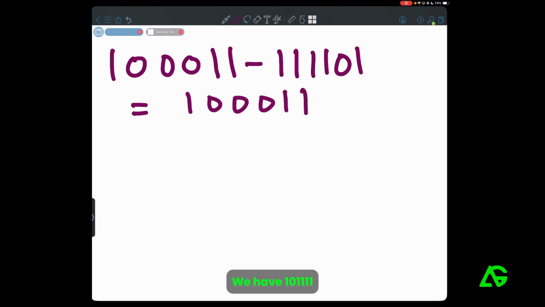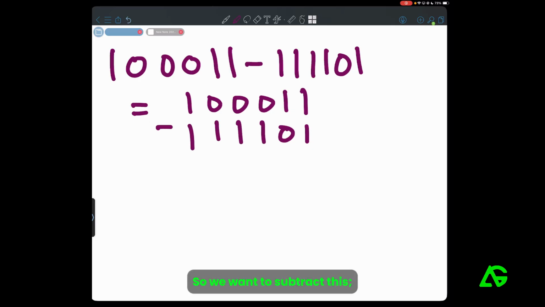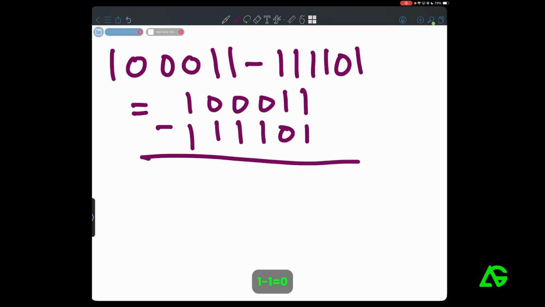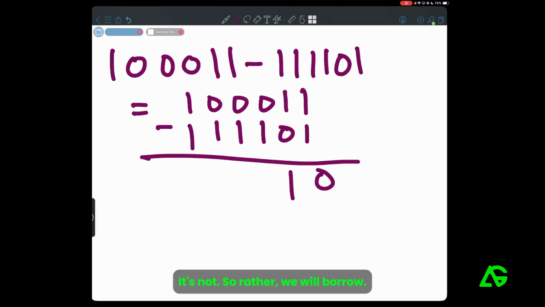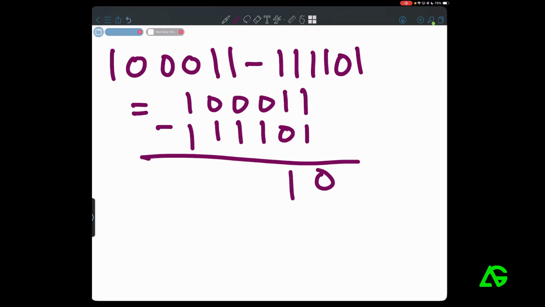We have 1 0 1 1 1 1, and we want to subtract this. 1 minus 0 is 1. 0 minus 1, is that possible? It's not, so rather we'll borrow.